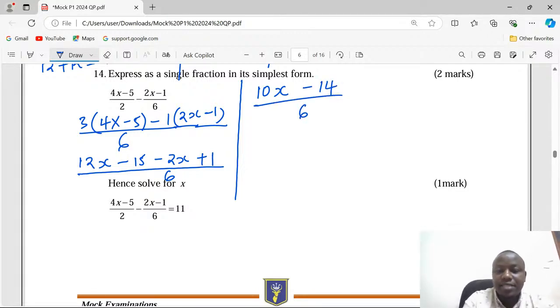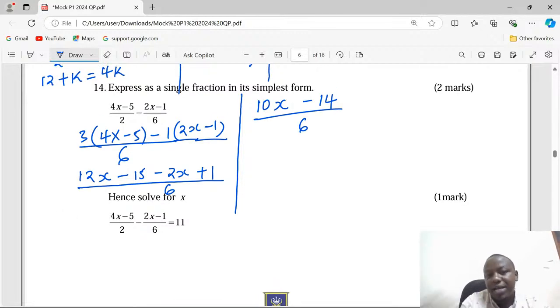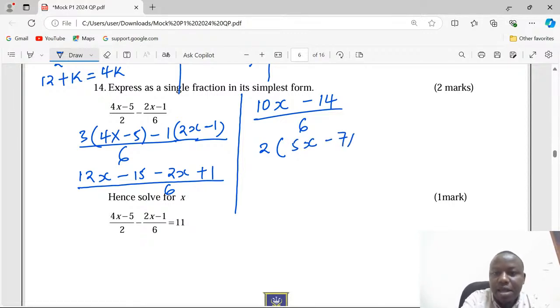Everything over 6. This might not be the simplest fraction, so we have to make it simplest. From the numerator, you can see 2 can be factored out, and this will be 5x minus 7, divided by 2 can also be factored to give us 3. So by 2, 1 by 2, 1.